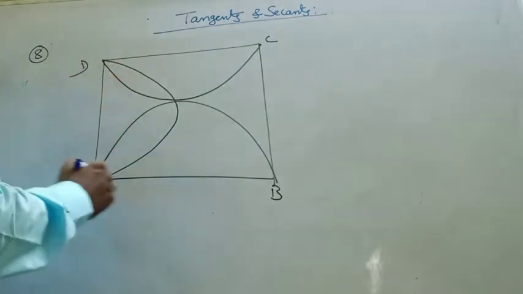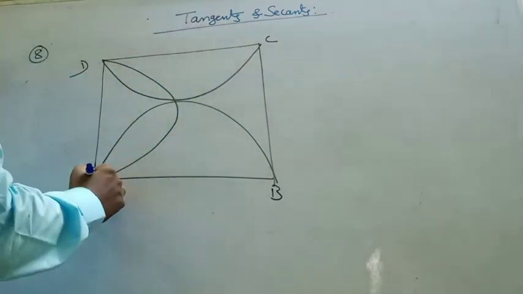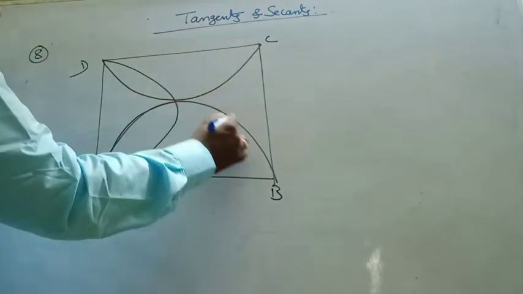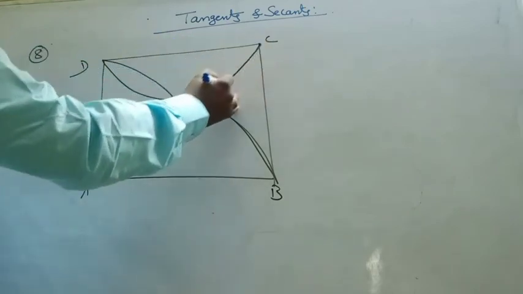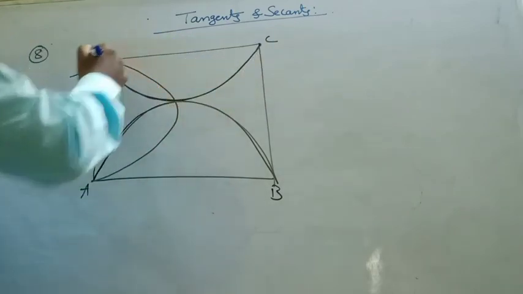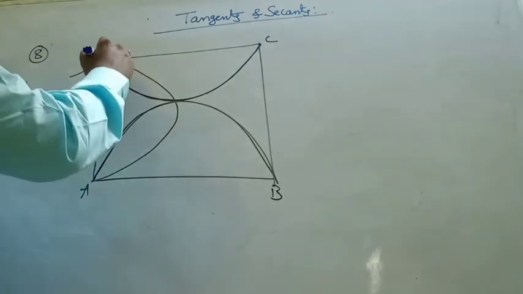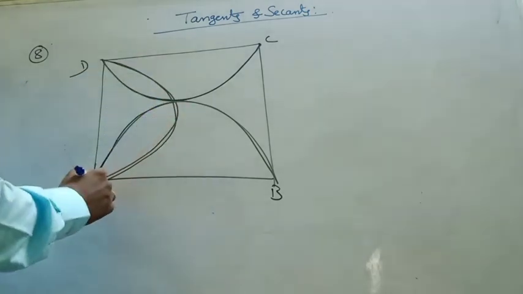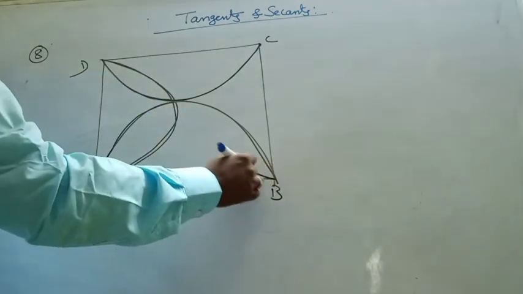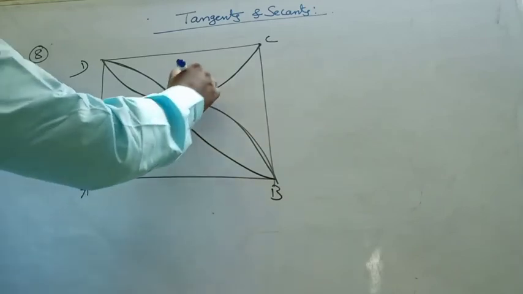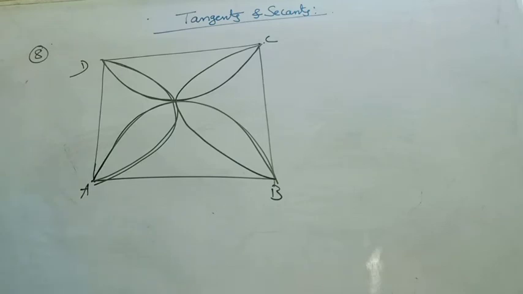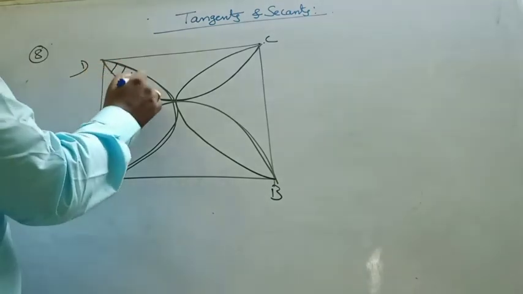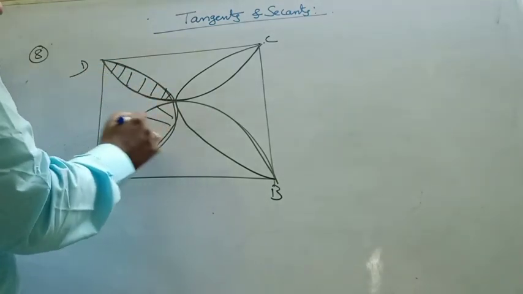We have a square here, ABCD is a square. This is one semicircle with AB as diameter, and CD as diameter with another semicircle. Now AD as diameter, one more semicircle, and BC as diameter, we have one more semicircle like this. This is a square ABCD. Now we need to find this shaded part.